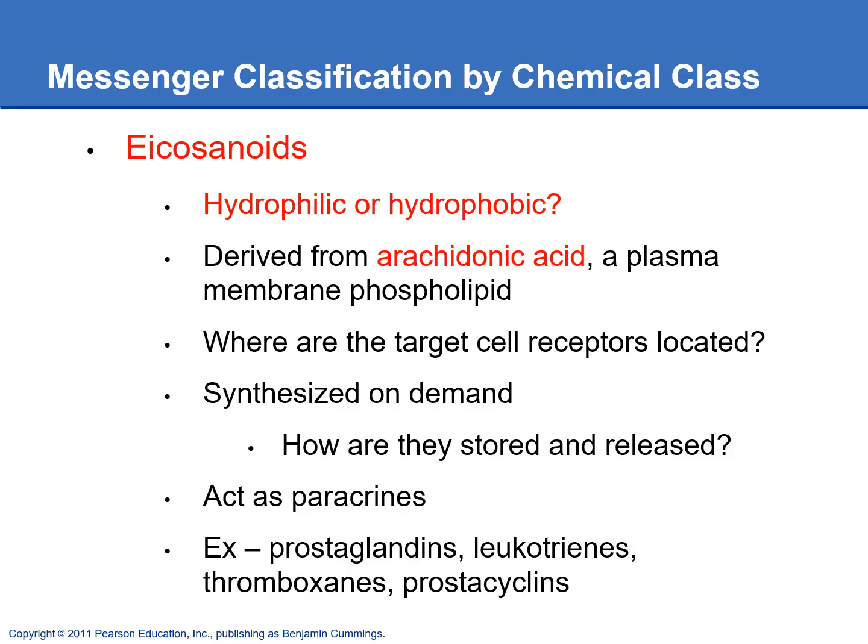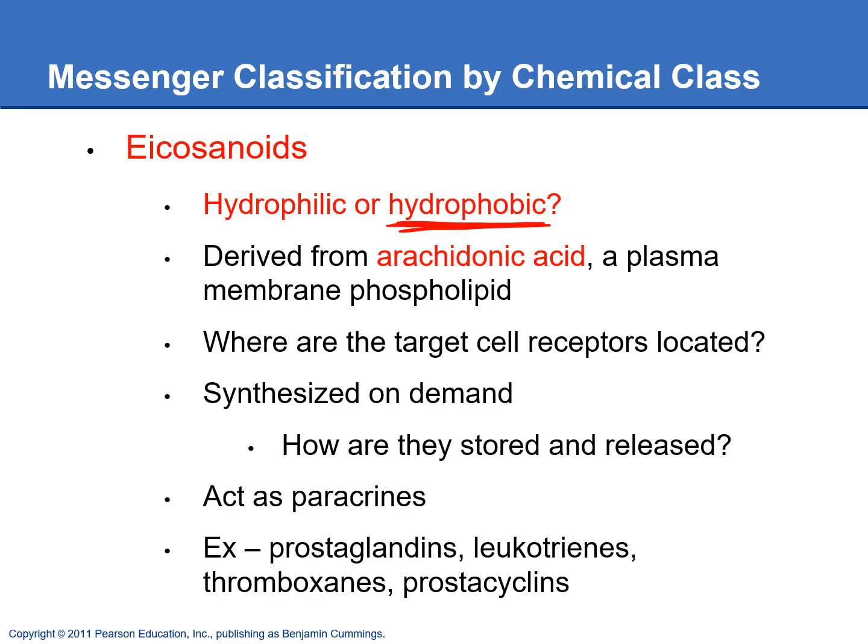The next chemical class of messengers is eicosanoids. Eicosanoids are a type of lipid, and would these be hydrophilic or hydrophobic? Hopefully you said that these are hydrophobic because they're a lipid. Eicosanoids are made from the fatty acid part of the plasma membrane phospholipids. So the phospholipid is going to be broken down, and those fatty acids will be made into arachidonic acid, and then the arachidonic acid will be made into the eicosanoids.